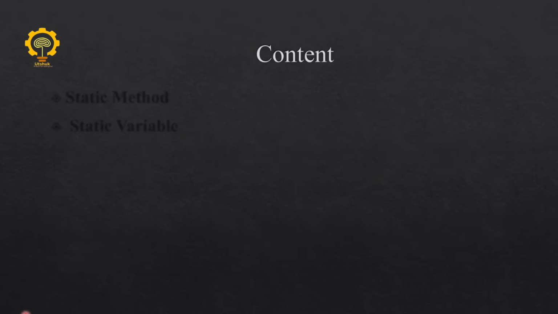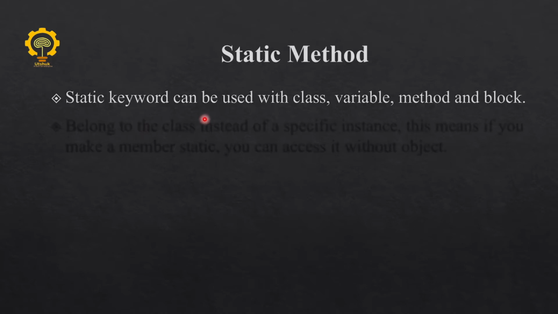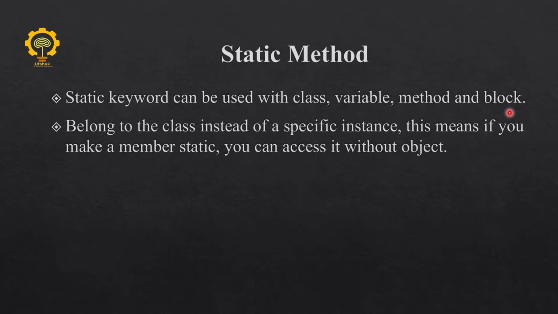In this video tutorial, we're gonna discuss the static method and static variable in Java. So let's move to the content. The static keyword can be used with class, variable, method and block. A static method belongs to the class instead of a specific instance.